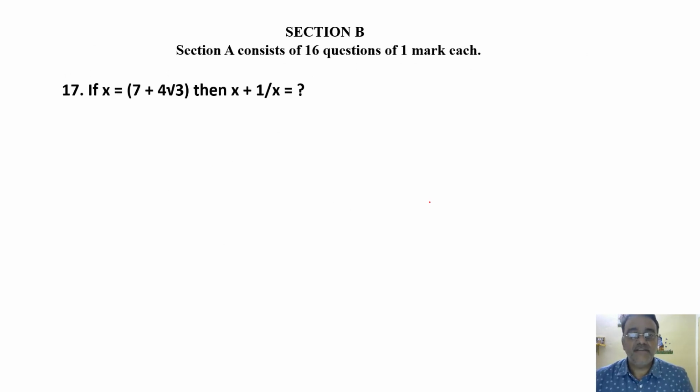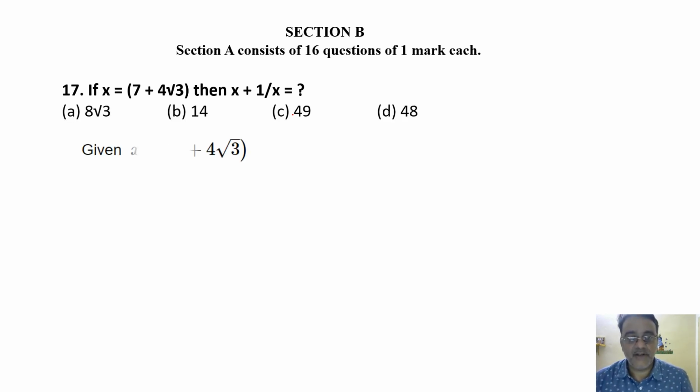If x is equal to 7 plus 4 root 3, then x plus 1 by x is equal to dash. So what we will do, the value of x is already with us. So we will find 1 upon x. 1 upon x means 1 upon 7 plus 4 root 3. So what is the rationalizing factor of this one? 7 minus 4 root 3. Very good. 7 minus 4 root 3.